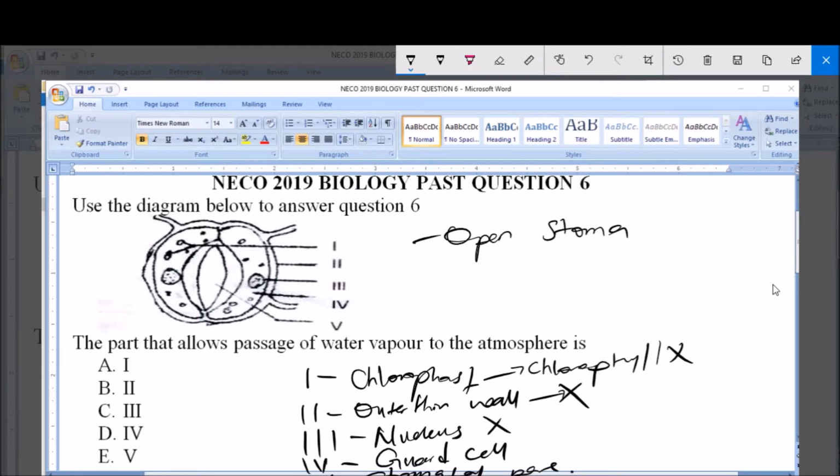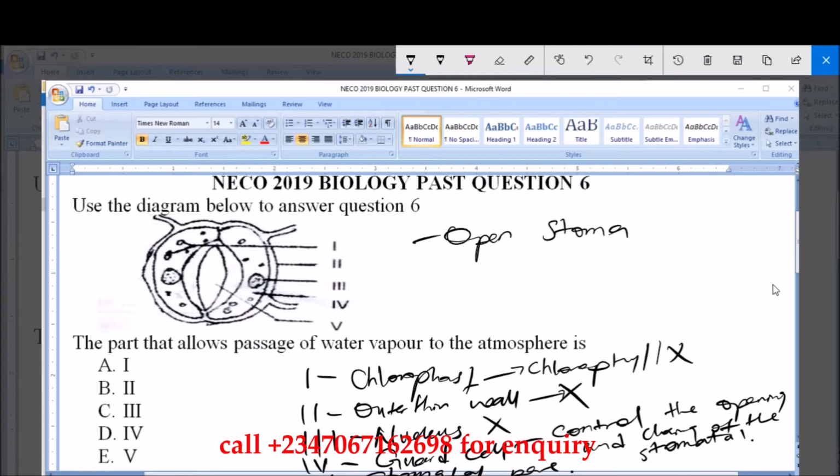Now option IV says what? The guard cell. Now the guard cells are responsible for what? They control the opening and closing of the stomata.